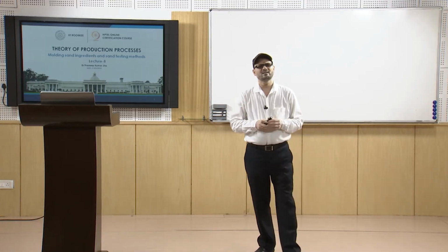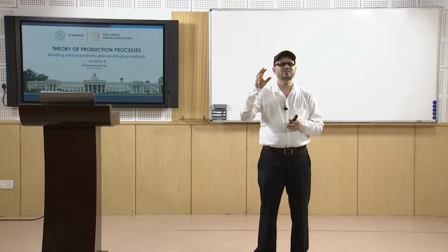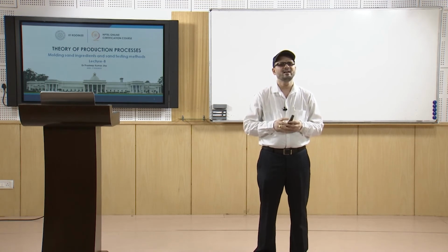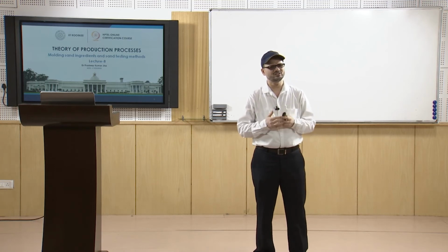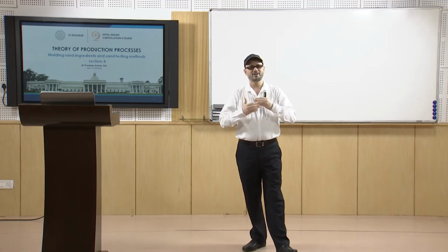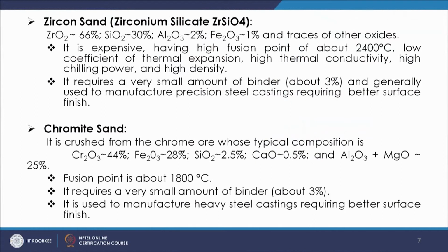We have zircon sand, that is basically zirconium oxide, silicon oxide and other oxides to a lesser extent. Its property is that it has a large fusion point, although it is a little bit expensive, and it has a high refractoriness point of about 2400 degrees centigrade. Then it has low coefficient of thermal expansion, high conductivity, high chilling power, high density. So, that makes it a very special kind of sand, which is costly, and it also requires a very small amount of binder and is normally used for precision steel castings and better surface finish.